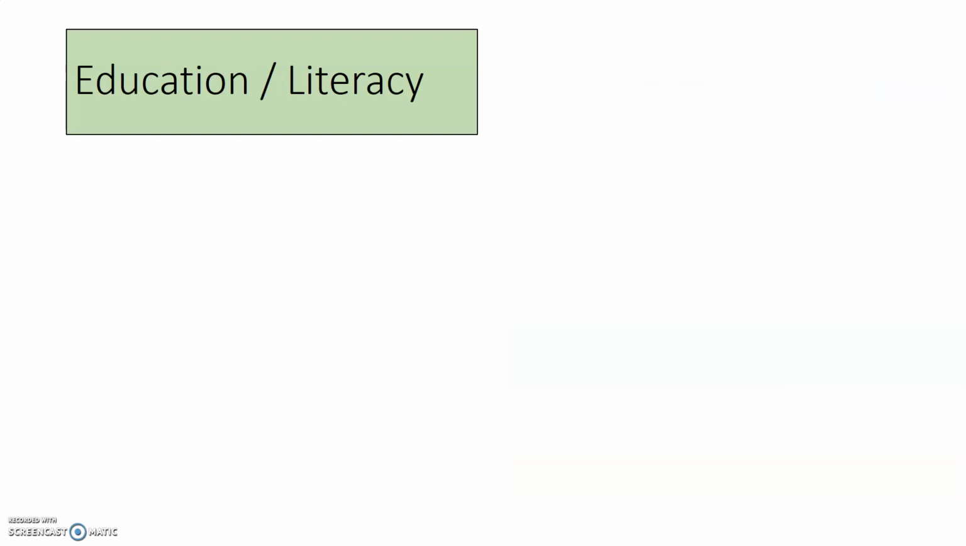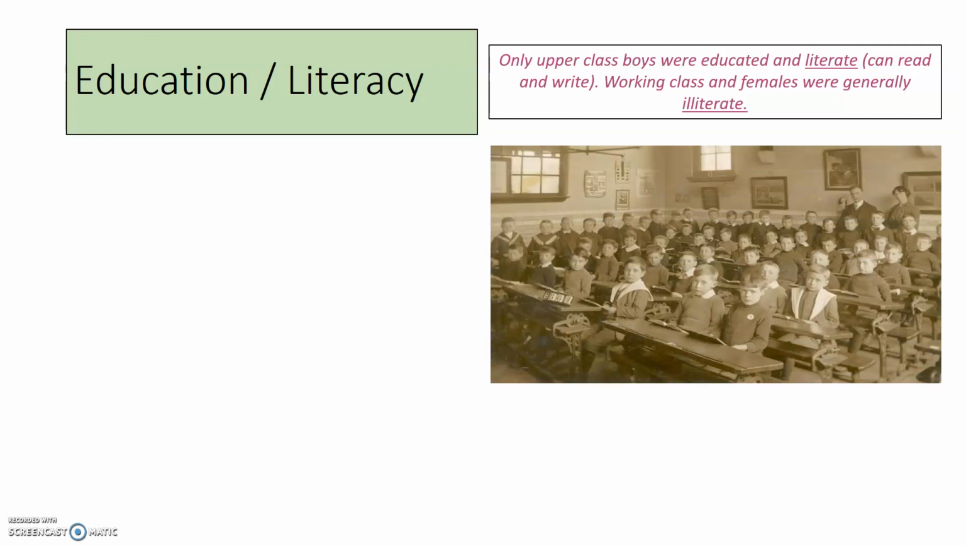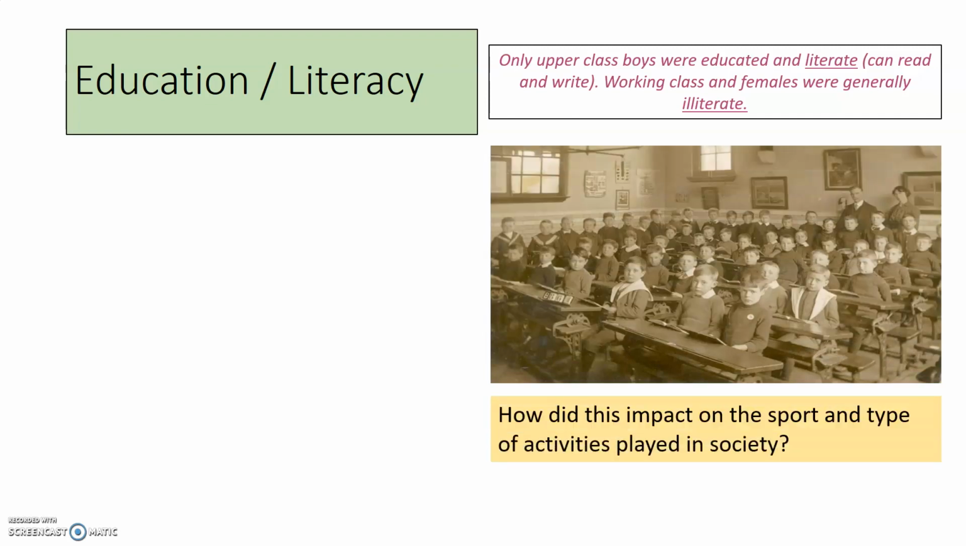We move on to education and literacy next. Here we're looking at the upper class. They were the ones that were educated, the ones that could read and write, whereas the working class, and females for that matter, would have been illiterate, so they wouldn't have been able to read and write. Again, pause your video here. How did this have an impact on the sport and activities that were played between the two classes?